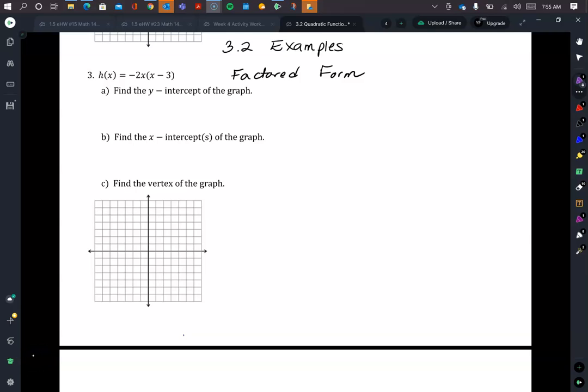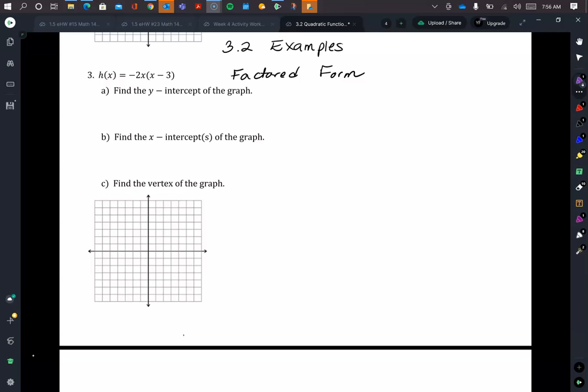Hey everyone, this is problem 3 from 3.2 examples. Now we're on factored form, so we're given it already as factored. So we're going to find all the different parts and then graph it by hand. You could use Desmos to check your graphs. Make sure you do know how to just find all the parts by hand so you can do quick sketches.